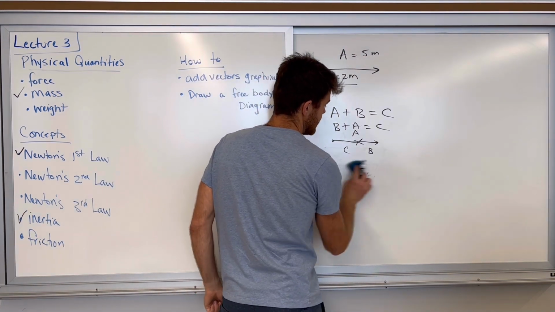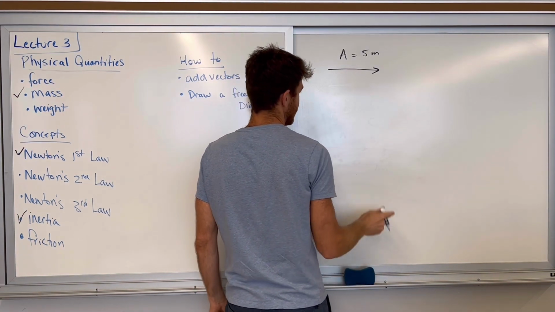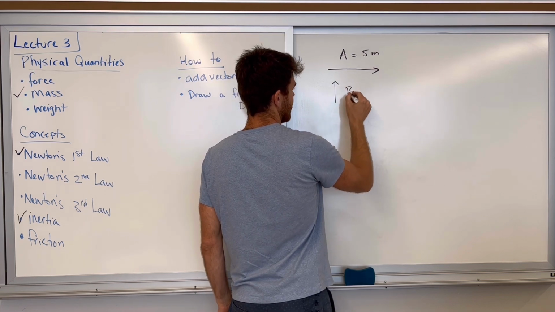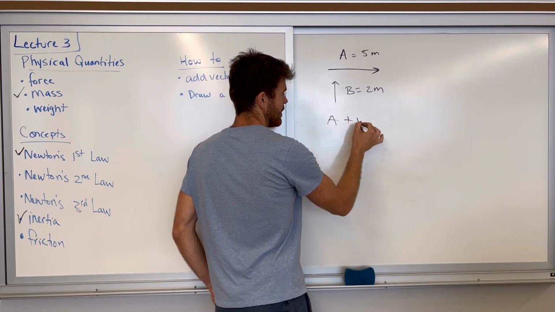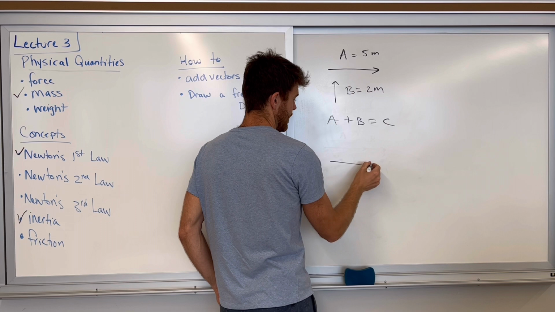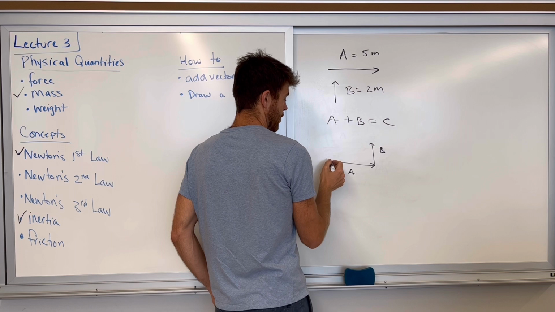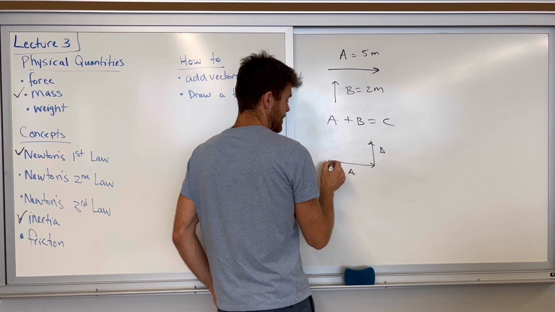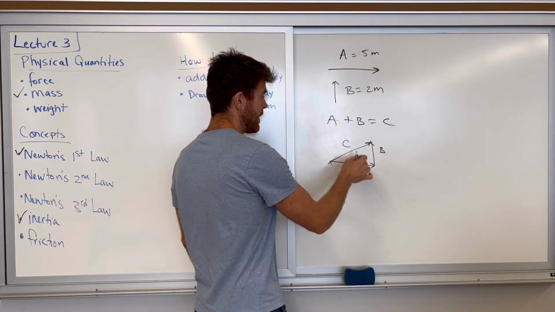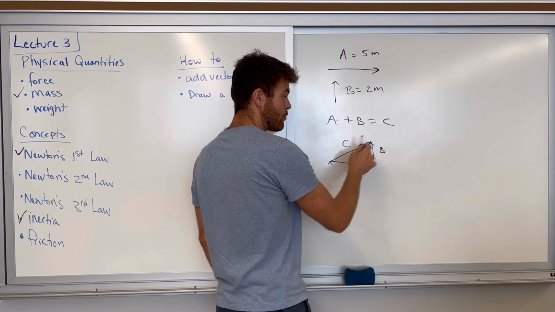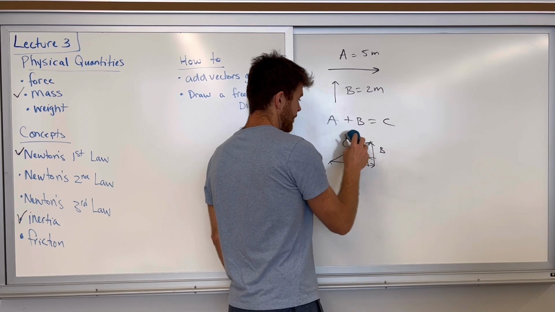So let's look at another example. Now let's say vector B points this way instead. It's still 2 meters. So vector A plus B equals vector C. We draw A, and we add on to A vector B. And so going from where A starts to where B ends, we have vector C. Now how long is vector C? Well, because A and B are perpendicular to each other, this makes a right triangle. So we can use the Pythagorean theorem.